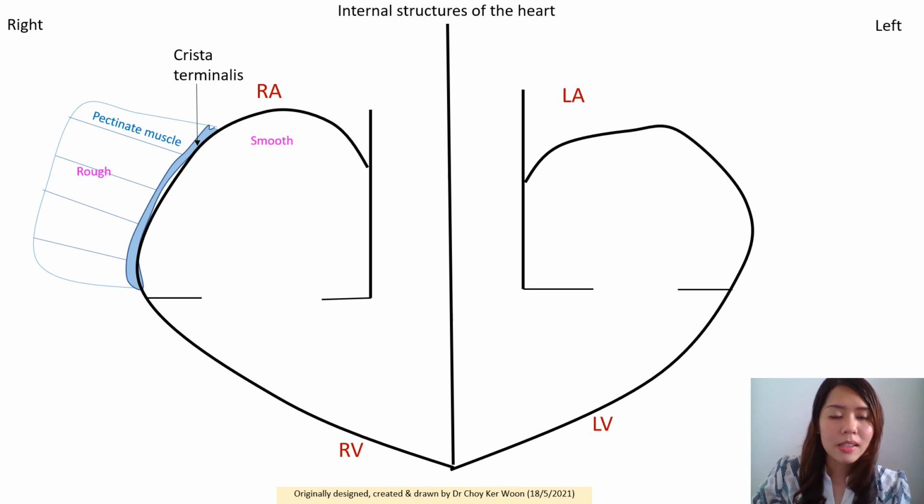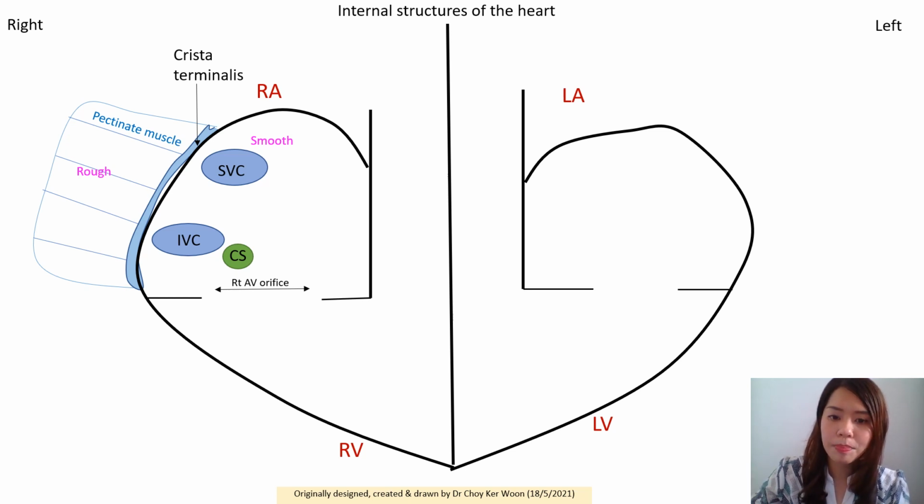Next, I would like to draw your attention to the smooth part of the right atrium. In the smooth part, you have 4 openings. You have the opening for the superior vena cava, located at the superior part of the right atrium. Next, you have the inferior vena cava located at the inferior part of the smooth part of the right atrium. Next is the opening for the coronary sinus. And next we have the right atrioventricular orifice, between the right atrium and the right ventricle.